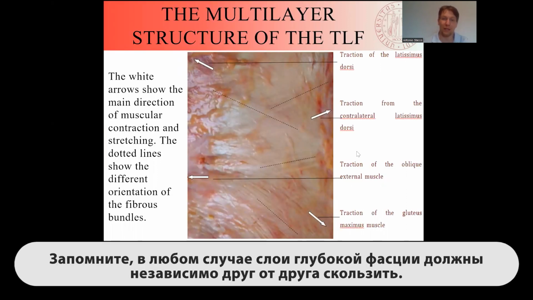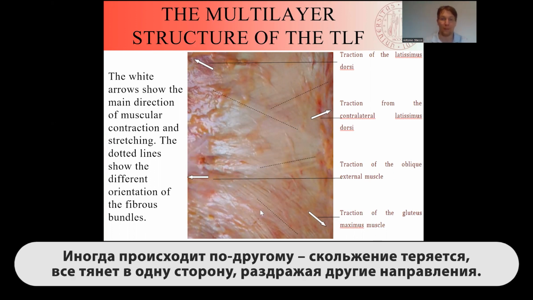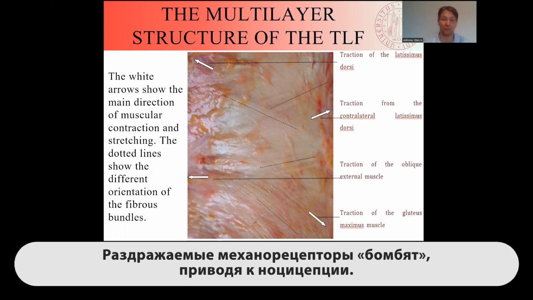Again, remember that in any case, the deep fascia should be able to glide independently, one layer over the other. But what happens? Sometimes this does not occur. And so the structure becomes stiff, pulls in one direction, and you stress also the other direction. And so you can irritate the mechanoreceptors that should not be activated. So you can have a bombardment from there, like a nociception.